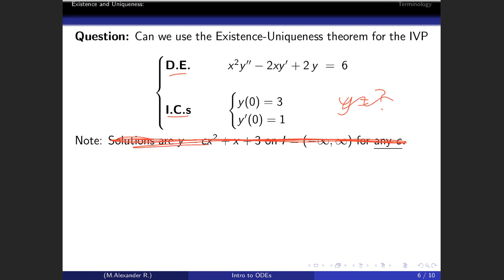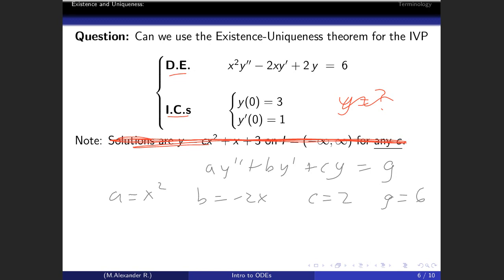Right, so now let's go back into our check. Let me write this down as a y double prime plus b y prime plus c y is equal to the g function. So let me write it out this way. The a function is x squared, the b function is negative 2x, the c function is 2, and then the g function is just 6.